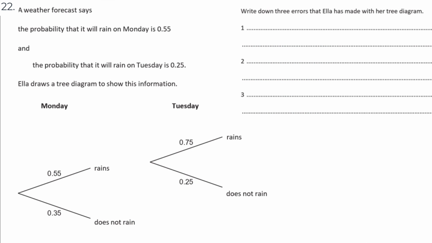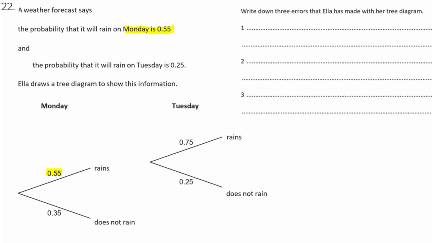A weather forecast says the probability that it will rain on Monday is 0.55 and the probability that it will rain on Tuesday is 0.25. Ella draws a tree diagram to show this information. I've got the diagram here and I need to write down 3 errors that Ella has made with her tree diagram. Okay, so let's go through this step by step. The probability that it will rain on Monday is 0.55. Okay, so Monday 0.55, that looks correct.